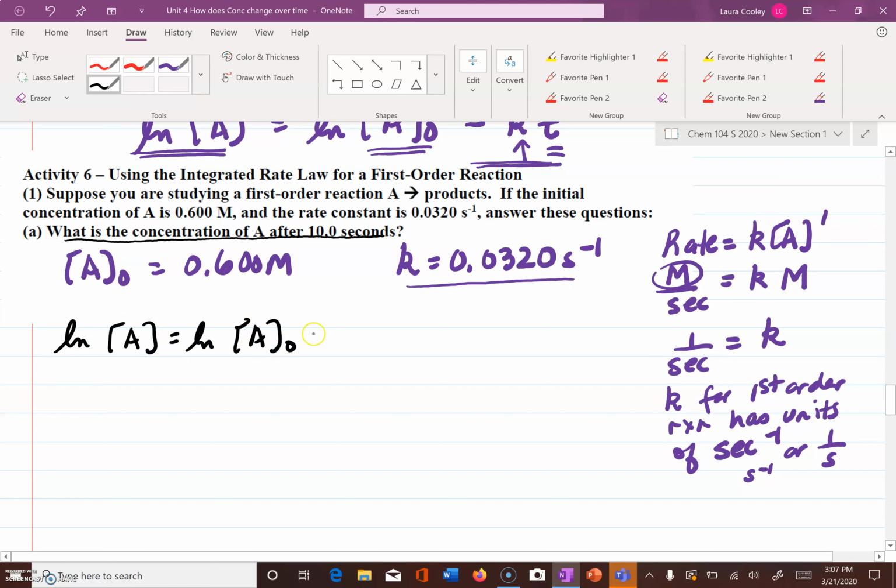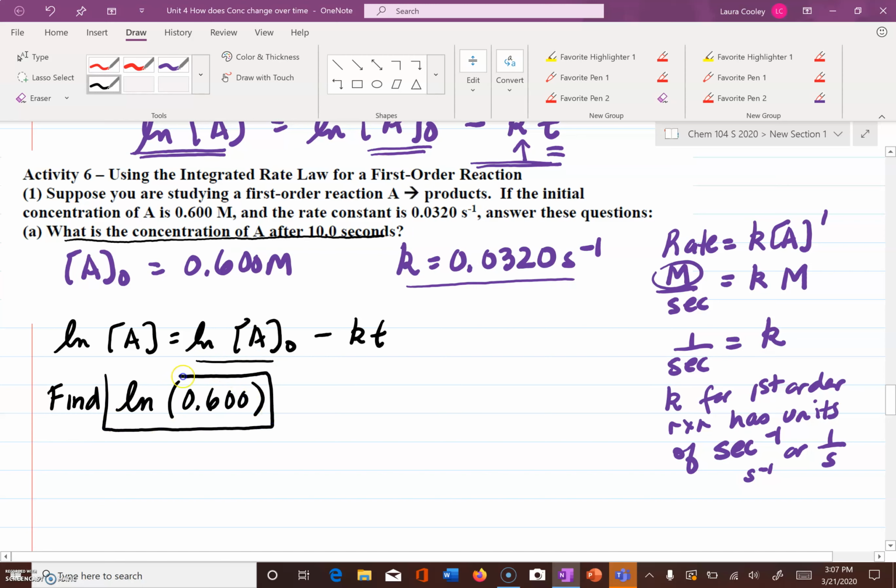And so what you're going to do, first of all, I'd like you to take your calculator and find the natural log of A0, which is 0.6. You need to get this number on your calculator. Most calculators have a button that says ln. You just put the 0.6 in, with or without parentheses, and you should be able to get that value.